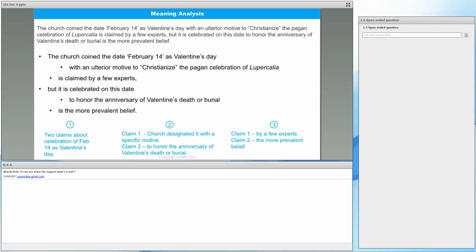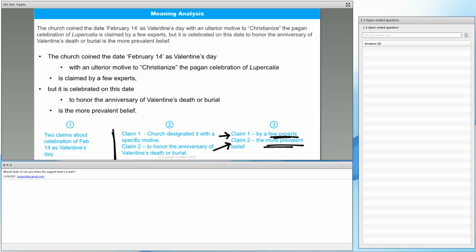And then the third aspect, which you have to extract from the original choices, is that claim 1 and claim 2 are made by different entities. Claim 1 is by a few experts. Claim 2 is the more prevalent belief. Another aspect is that the author has no opinion about which claim is true; he's merely communicating information. Read the sentence, and can you see how we've gotten these three aspects of meaning that the author wants to communicate from the original sentence?